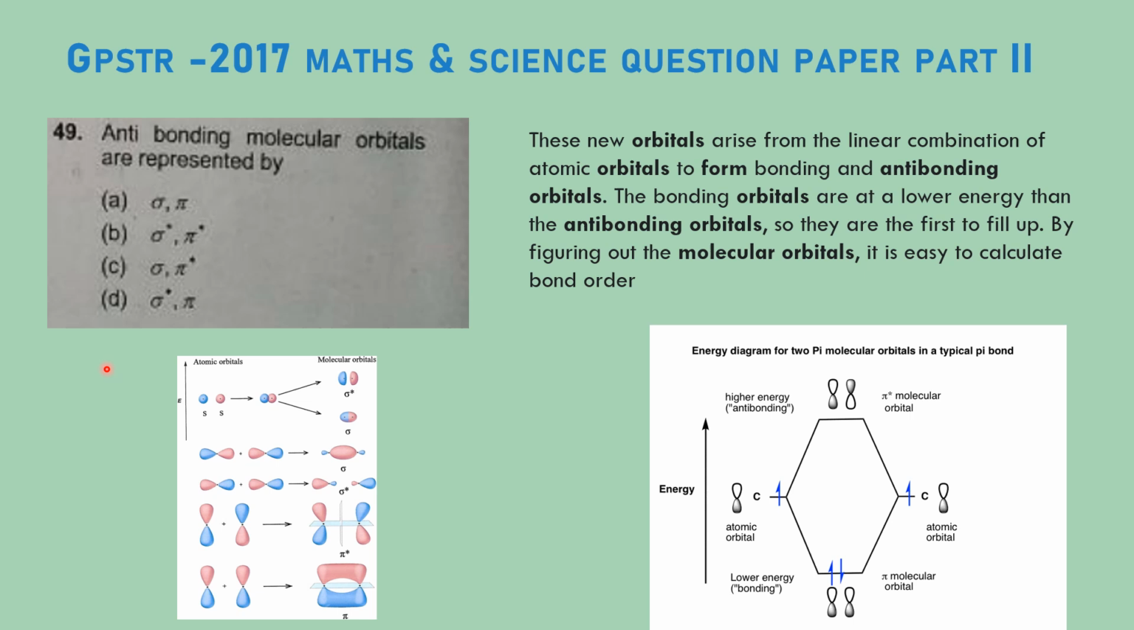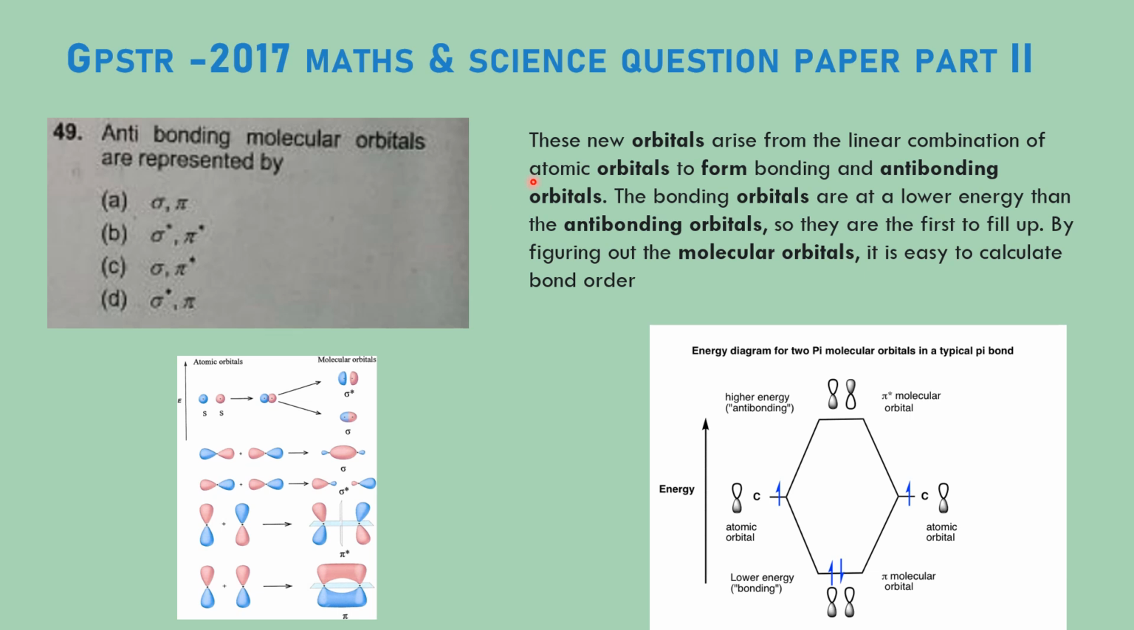Now let us consider the next question. Antibonding molecular orbitals are represented by, how can we represent antibonding molecular orbitals? Option A, sigma pi. Option B, sigma star pi star. Option C, sigma pi star. Option D, sigma star pi.